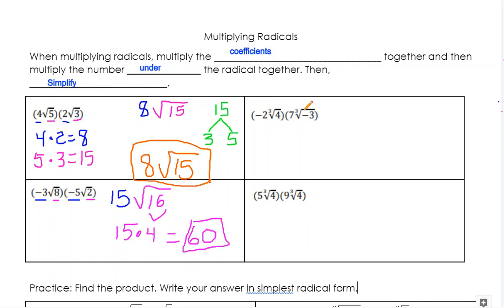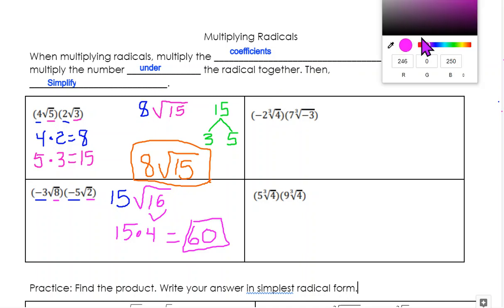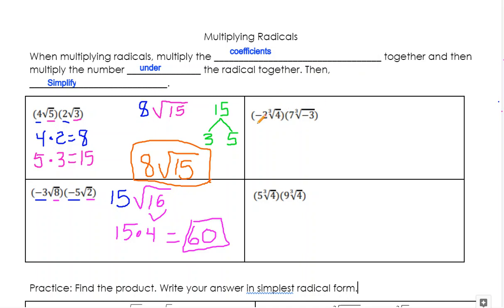These ones are cube roots. Cube roots we can do the exact same way, right? So I'm first going to multiply my coefficients. I have -2 and I have 7. Those are my coefficients. Negative times a positive is a negative. 2 times 7 is 14.